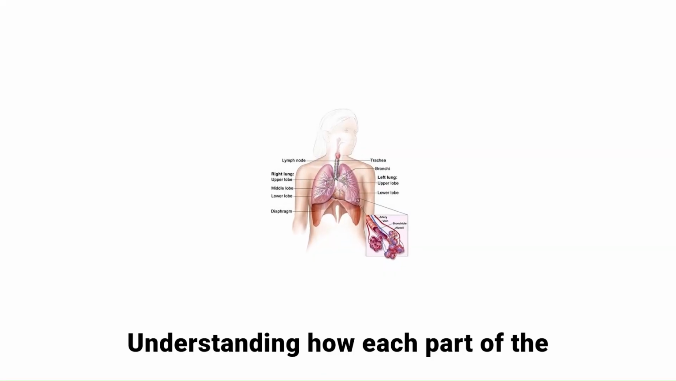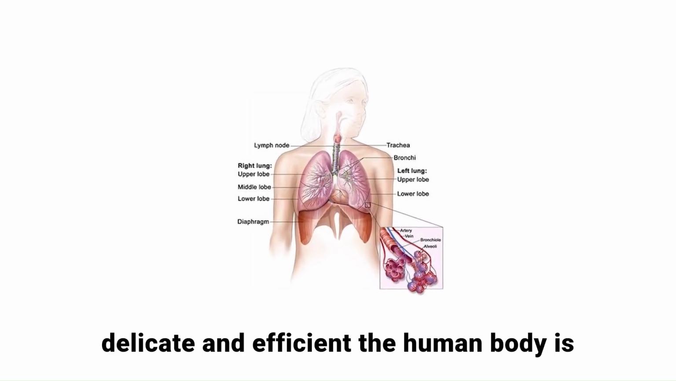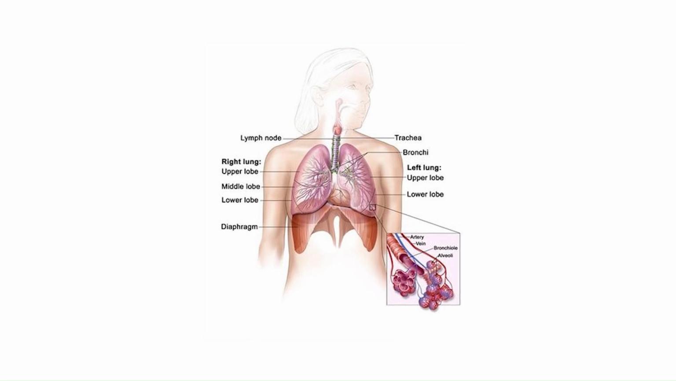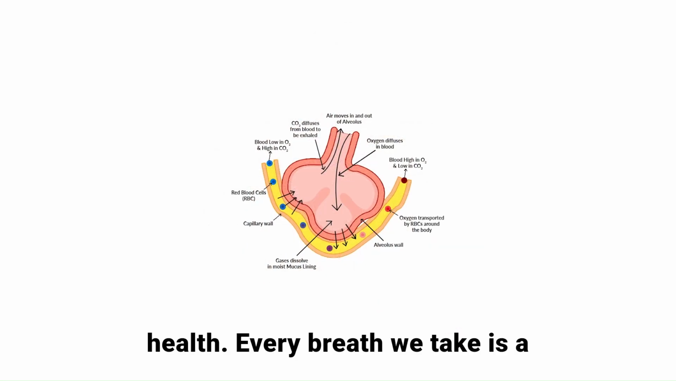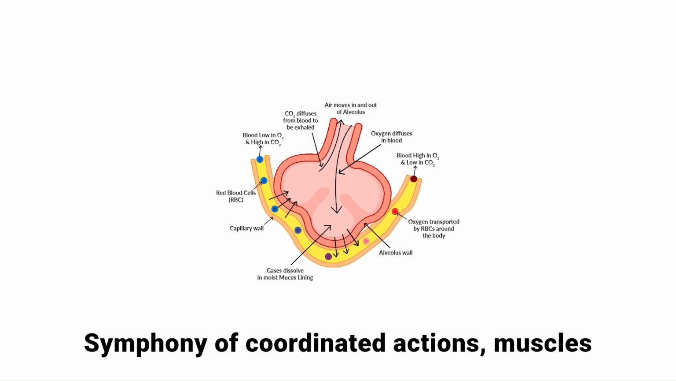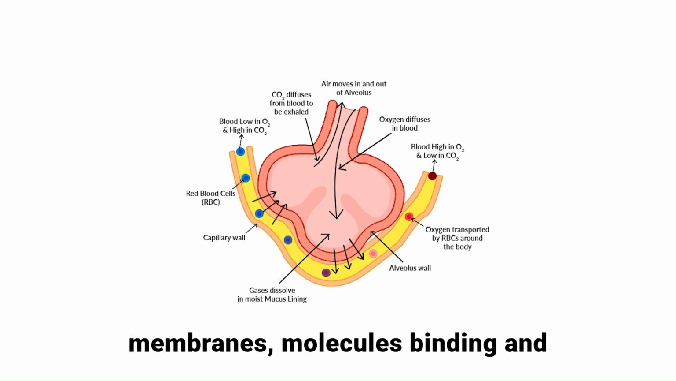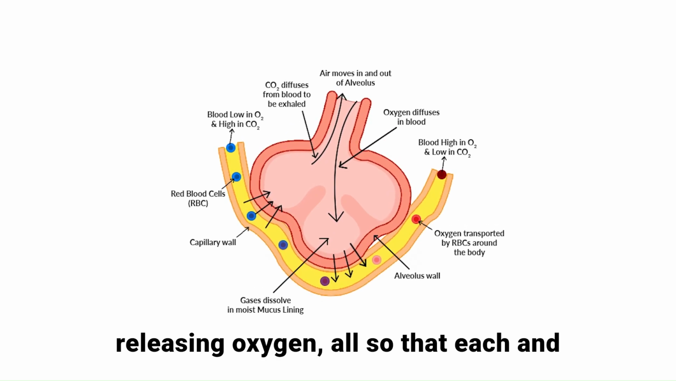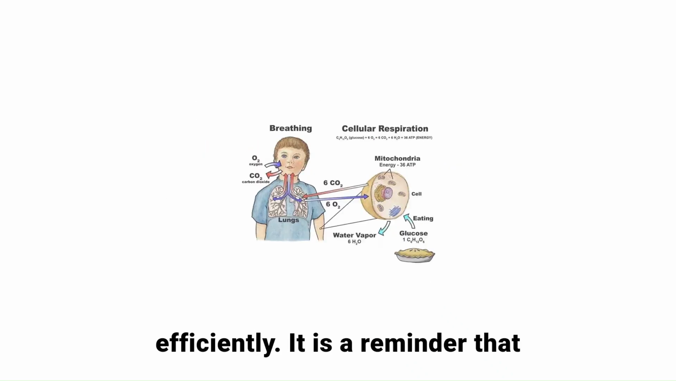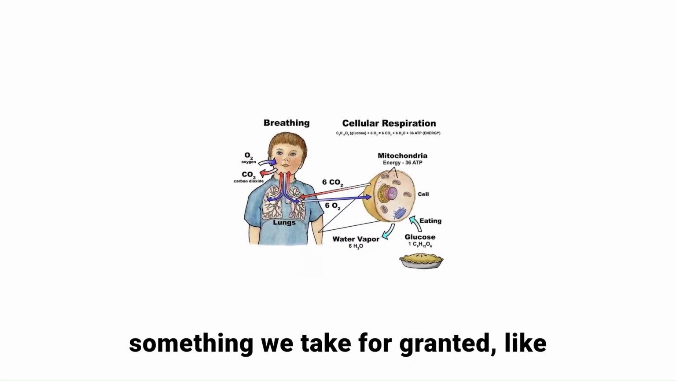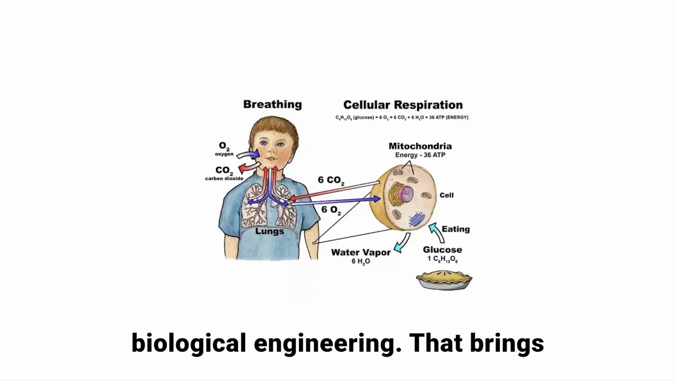Understanding how each part of the respiratory system contributes to the whole process helps us appreciate how delicate and efficient the human body is and how important it is to maintain lung health. Every breath we take is a symphony of coordinated actions, muscles working in harmony, gases moving across membranes, molecules binding and releasing oxygen, all so that each and every cell can perform its functions efficiently. It is a reminder that something we take for granted, like breathing, is actually a marvel of biological engineering.